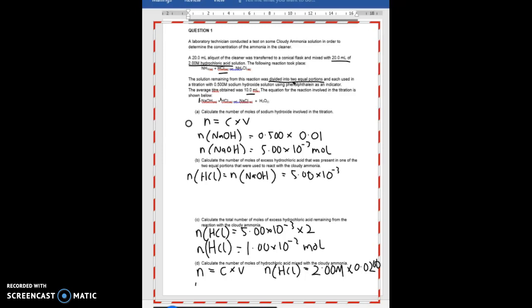So the number of moles of HCl equals 4.00 times 10 to the minus 2 moles. So all up we've got 4 times 10 to the minus 2 moles of hydrochloric acid that was mixed with the cloudy ammonia.